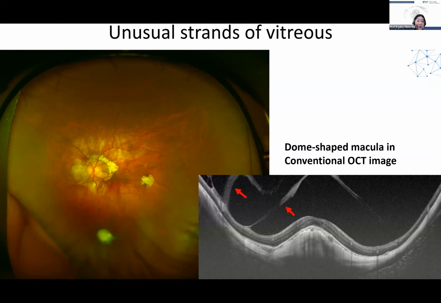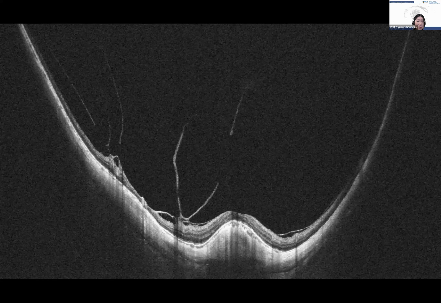In close observation, we can see unusual strands of the vitreous, but the images are flipped over and only a limited area of the vitreous can be seen. But this is an ultra-wide field OCT image of this patient. Several unusual vitreous strands can be seen to rise from the retina and extend anteriorly. These strands appear to be attached to the retinal vessels.